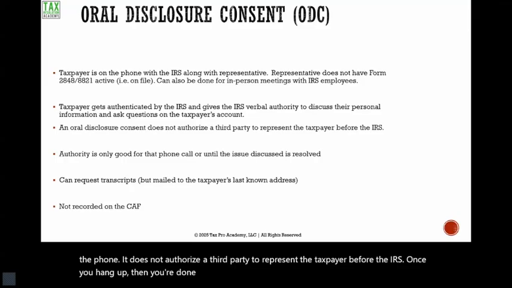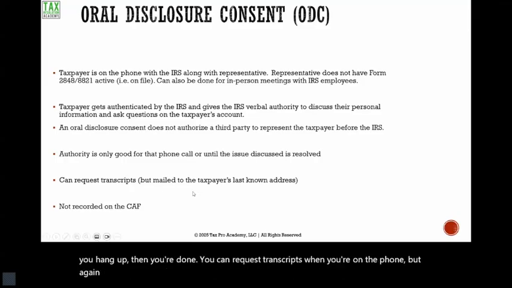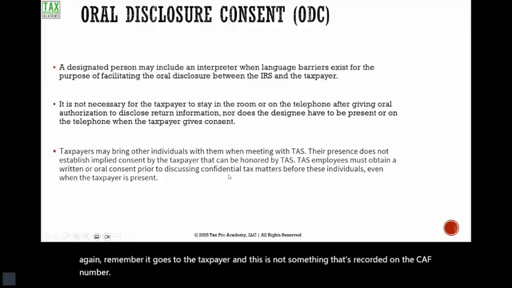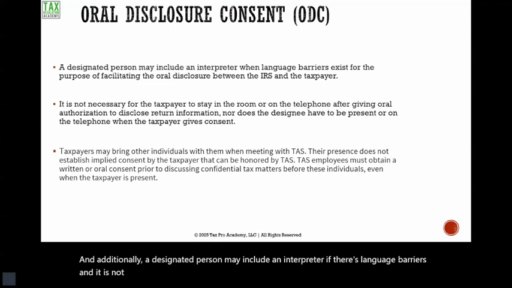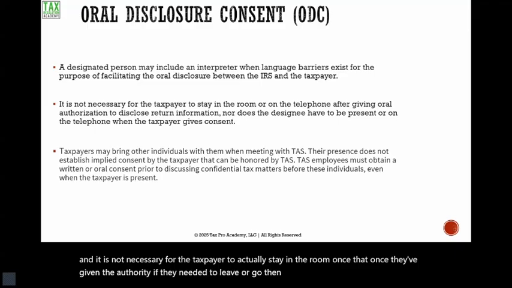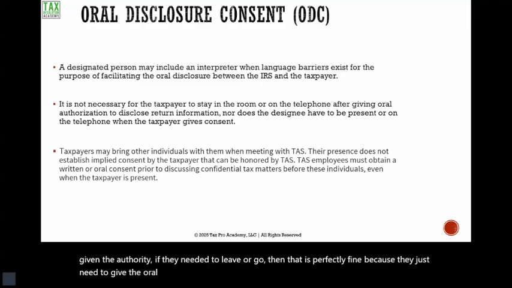You can request transcripts when you're on the phone, but again, remember it goes to the taxpayer, and this is not something that's recorded on the CAF number. And additionally, a designated person may include an interpreter if there's language barriers. And it is not necessary for the taxpayer to actually stay in the room. Once they've given the authority, if they needed to leave or go, then that is perfectly fine because they just need to give the oral authority. But remember, when you hang up that phone, you're done.